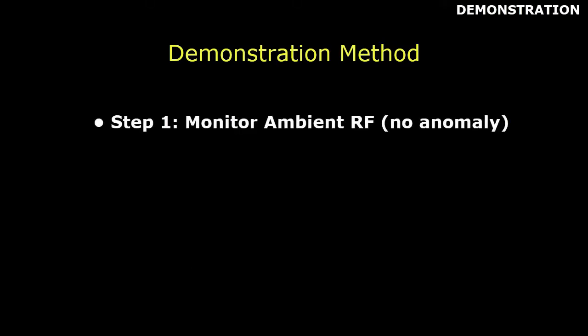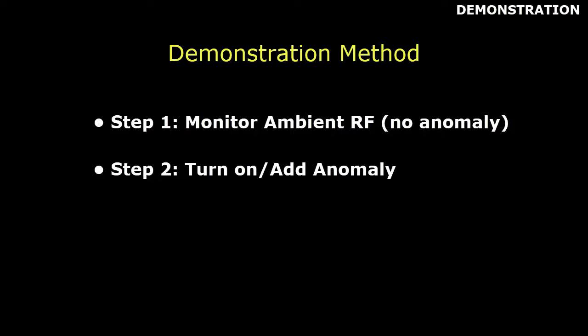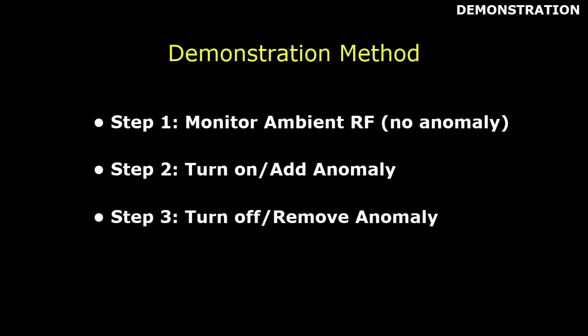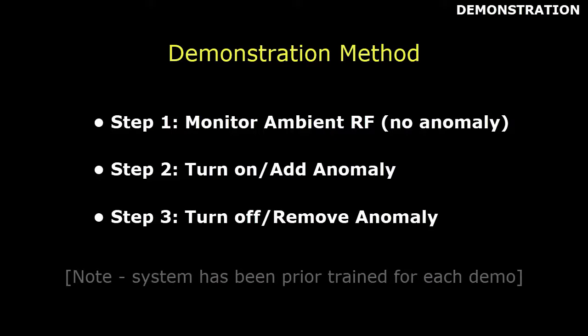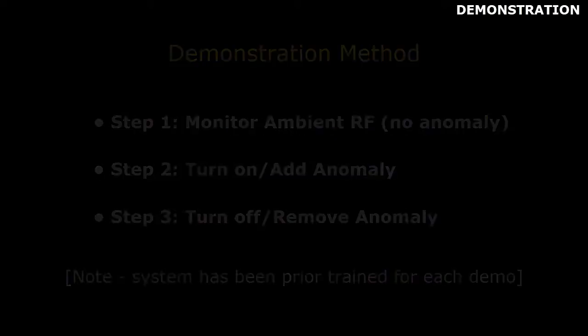With regard to the demonstration method, there are 3 simple steps in each demo. Step 1 is to monitor the ambient RF spectrum with no anomalies. Step 2 is to turn on or add an anomaly to the RF environment and observe what happens. Step 3 is to turn off or remove the anomaly from the RF environment and observe what happens. Note, the system has been previously trained for each demo example.